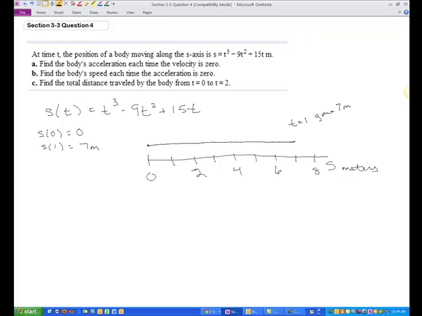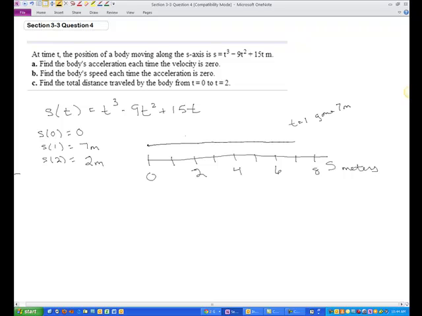Okay, now let's look at s of 2. S of 2 is 2 cubed, which is 8, minus 2 squared, which is 4, times 9, that's 36. So 8 minus 36, and then you put 2 here, plus 30. So this is 30, and negative 36 makes negative 6 plus the 8. So then you're at 2 meters.